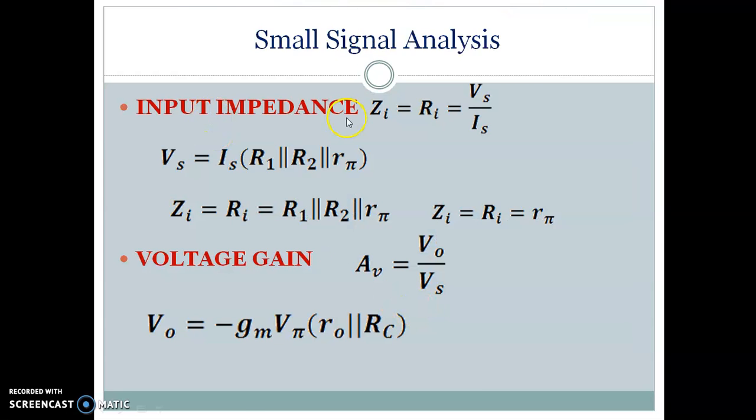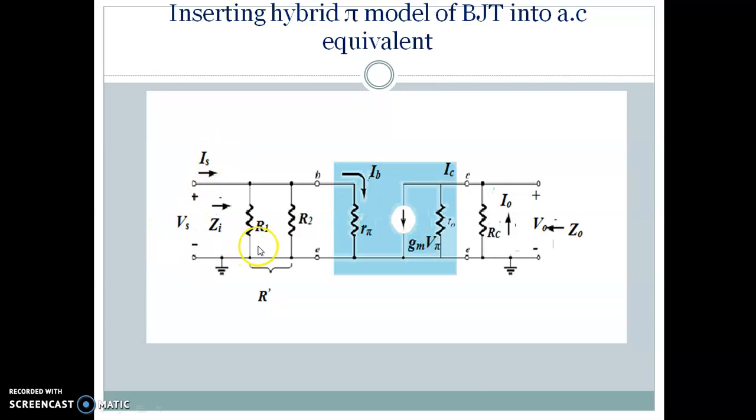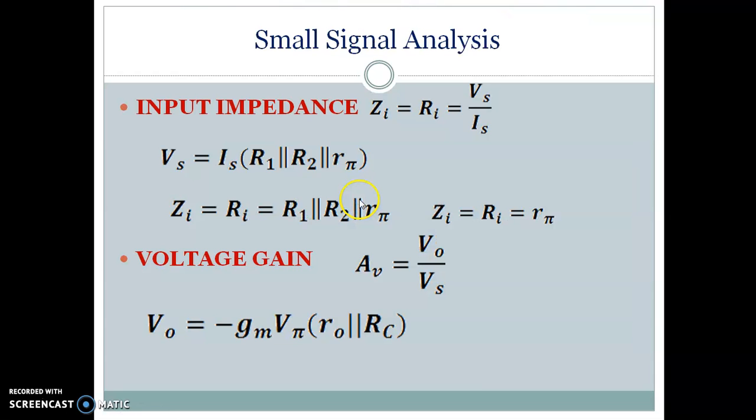So first we will take the input impedance. The input impedance is nothing but Vs by Is. All these three are in parallel. So therefore that will be the Zi for the amplifier. So Zi is given as R1 parallel R2 parallel R pi, out of which R pi is a very small value resistor. So when resistors are in parallel, the equivalent resistance will be closer to the lowest. Out of these three, this is the lowest. So your R equivalent, or your Zi or your Ri, will be closely equivalent to your R pi.